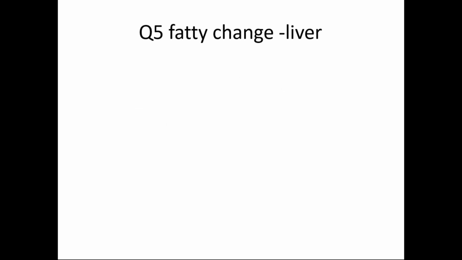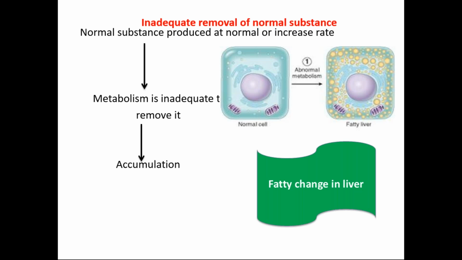Okay. Then coming to the fatty change. In this, you have to mainly know about intracellular accumulations. What is intracellular accumulation? It is the accumulation of any substance which is produced in abnormal amounts, or a normal substance produced in abnormal amount, or any abnormal substance. Accumulation within the cell, either within the cytoplasm or within the nucleus or both, is known as intracellular accumulation.